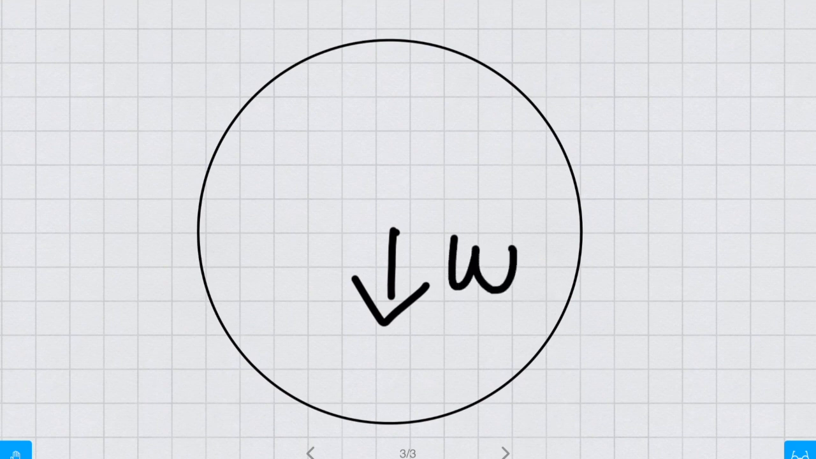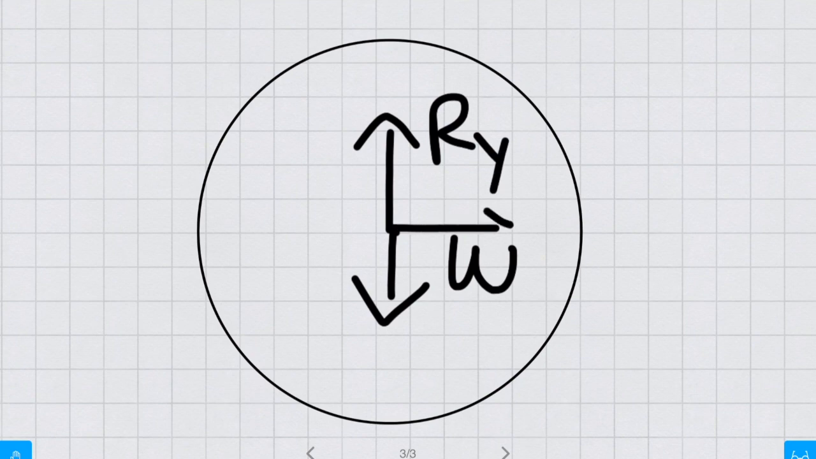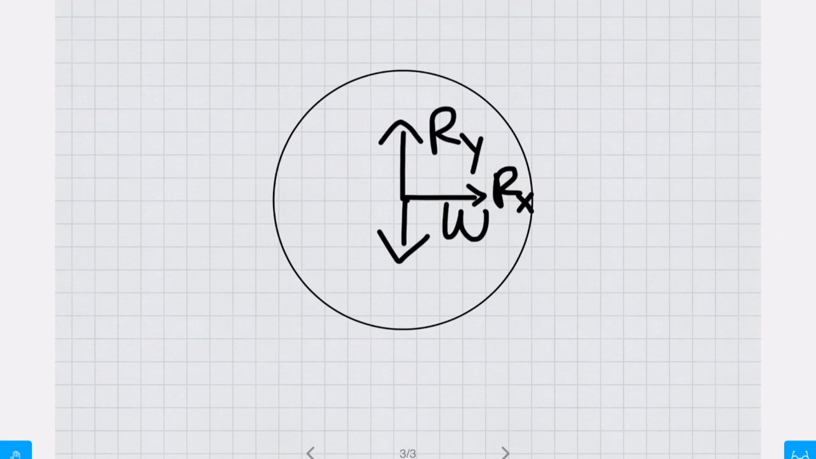It has the downward force of weight, and it's going to have the same reaction forces, R of Y and R of X. It's going to have a normal force. The only thing that it's not going to have is the torque, and it is not going to have the force of traction.